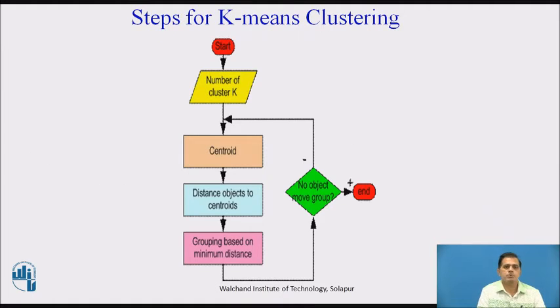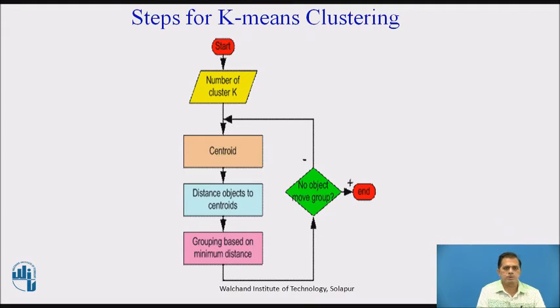These steps are shown in the form of a flowchart. First one is start, that is opening the data set. Then we have to find out the number of clusters from the data set, like k equal to 2 or k equal to 4, in this way. Once we get the cluster, we have to calculate the centroid of those clusters. And once the centroid is calculated, the distance of each object to the centroid is evaluated.